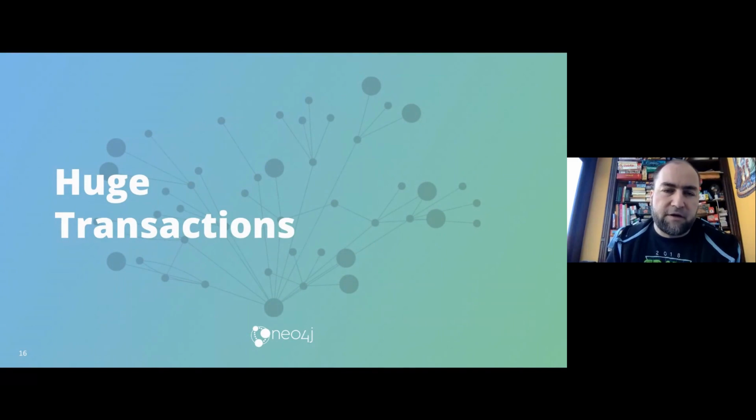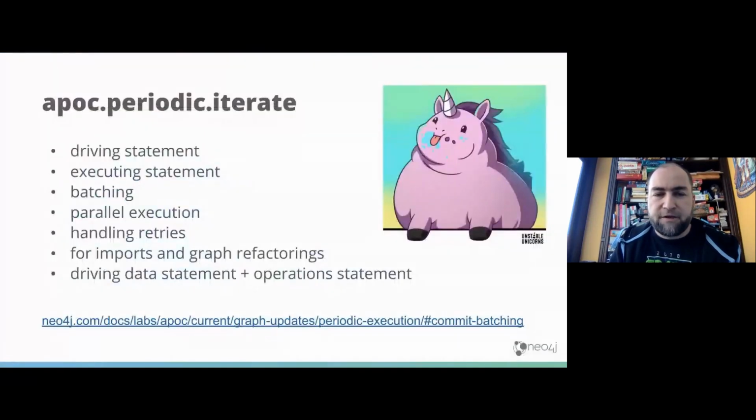Another thing that APOC handles and supports really well is huge transactions. As you know, Neo4j is a transactional database, and so transactional data has to be kept in memory as an overlay over your actual graph data until your transaction is committed. That means that your memory is the limit of the transaction size. And that's why, if you have large operations, it's good to split them.